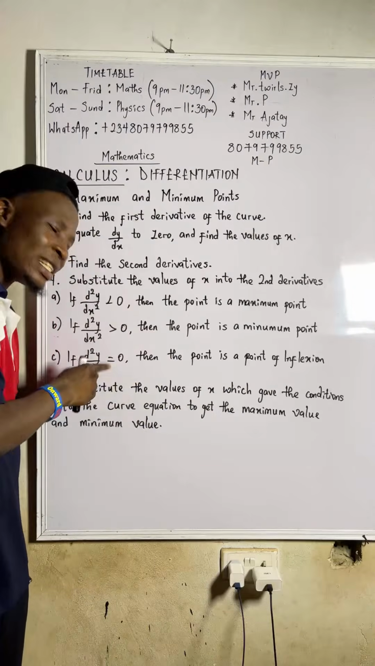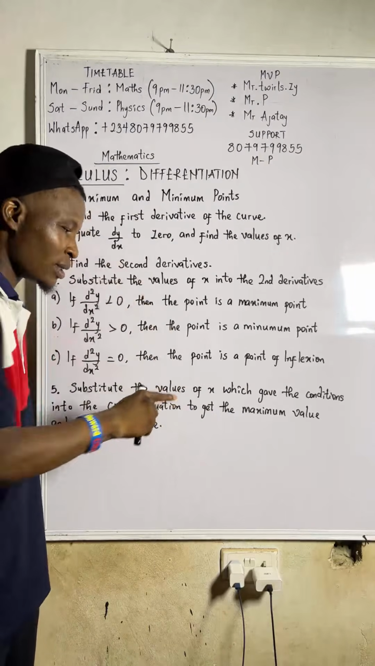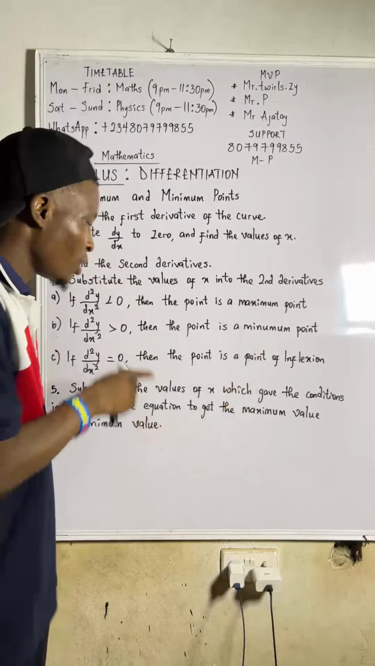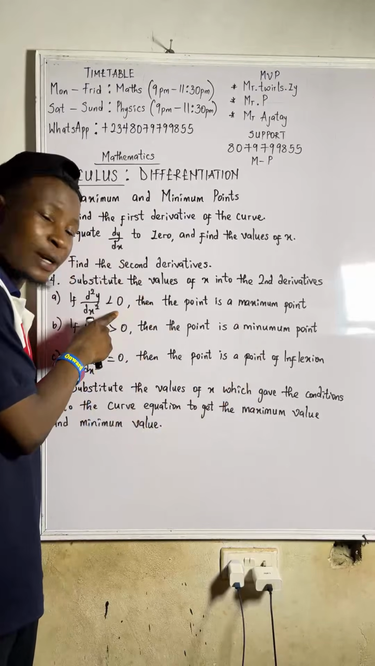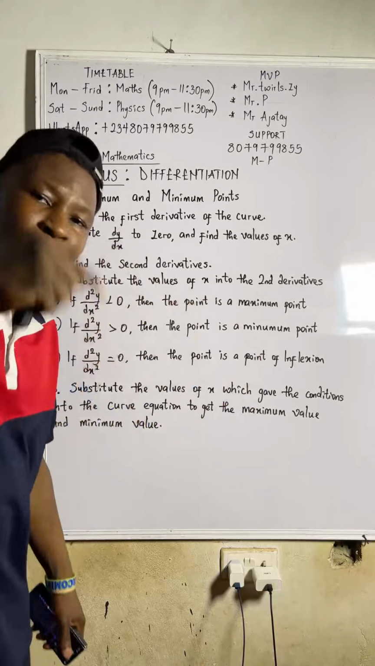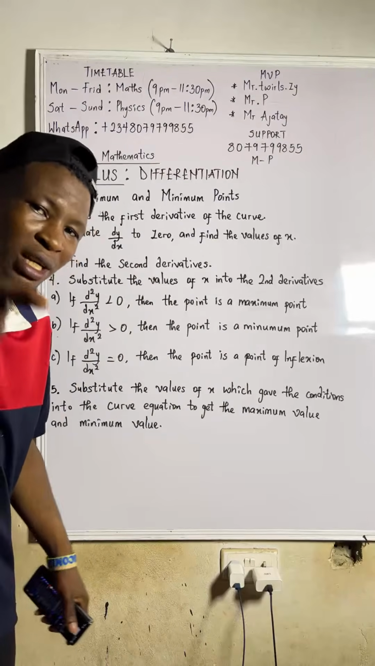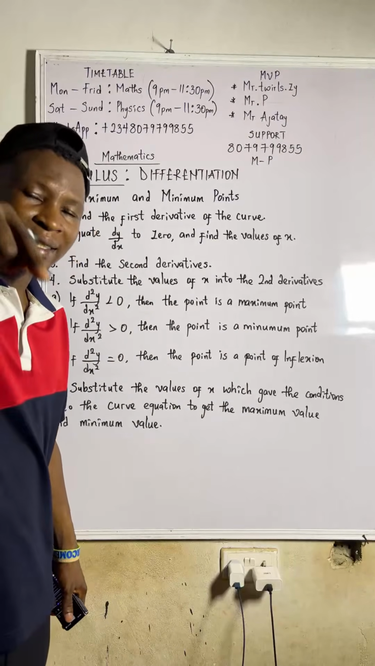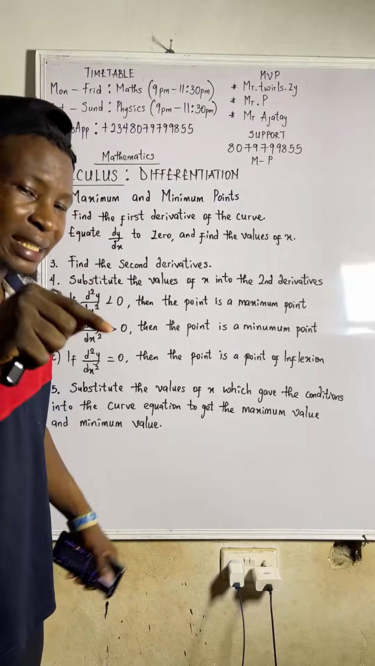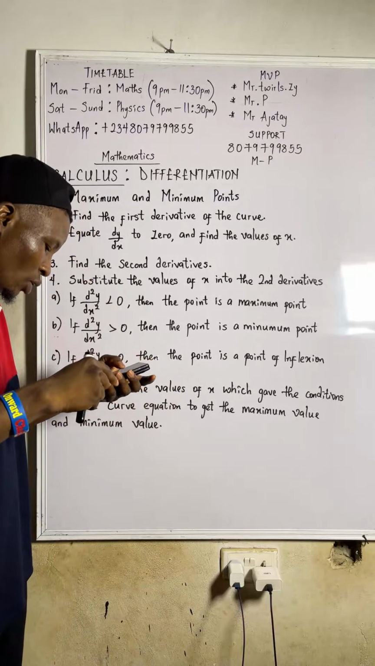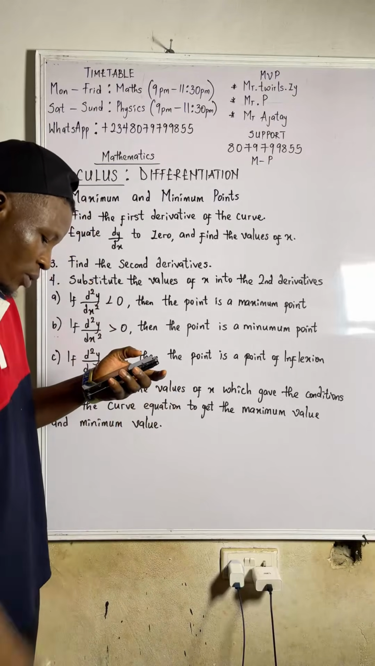If the dy/dx answer you get is equal to 0, that's what you call the stationary point. If it is less than 0, then that point is the maximum point. So in case they are asking for the maximum point in the exam, when you get it, you can't see well.